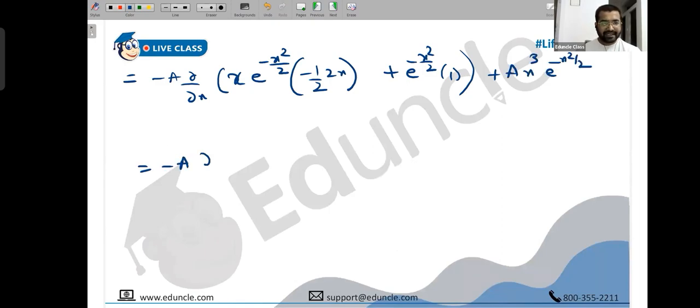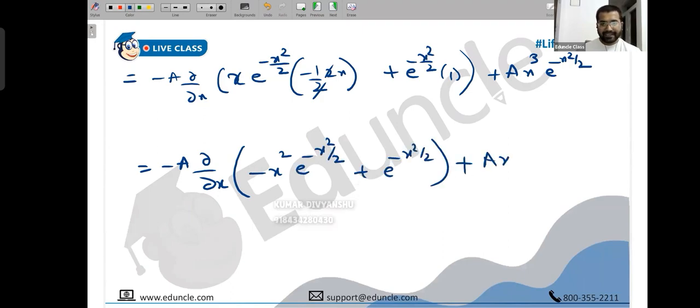Further, we have minus A into d by dx of, the 2 gets cancelled, x into x is x squared e raised to minus x squared by 2. There is a minus sign also. Hang on. Minus x squared e raised to minus x squared by 2, plus e raised to minus x squared by 2, plus A x cubed e raised to minus x squared by 2.